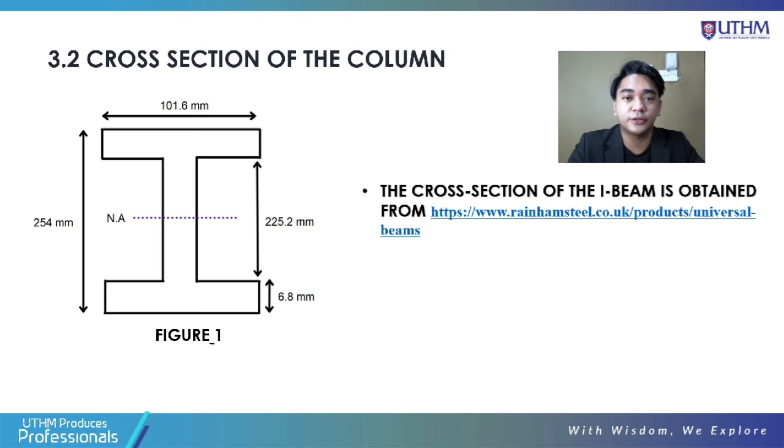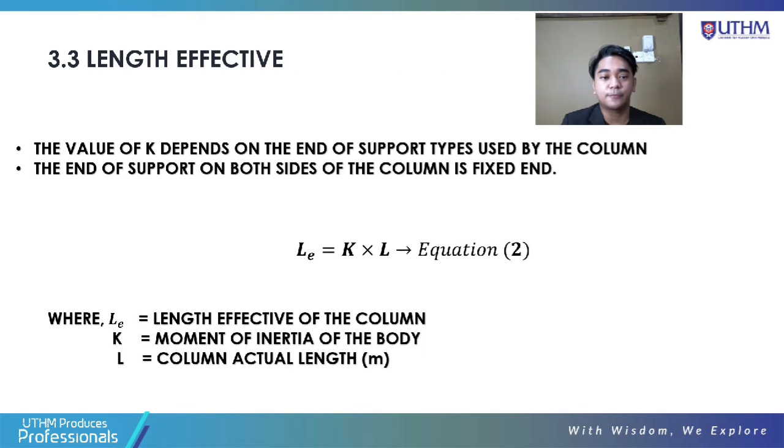Next, we move to 3.2, cross-section of the column. The cross-section of the I-beam is obtained from the link as shown. We move to 3.3, which is the effective length. For the effective length, the value of K depends on the end support types used by the column. So for this project, the end supports on both sides of the column are fixed ends. So we can use equation 2 to determine the effective length of the column, where LE is the effective length of the column, K is the effective length factor, and L is the actual length of the column.